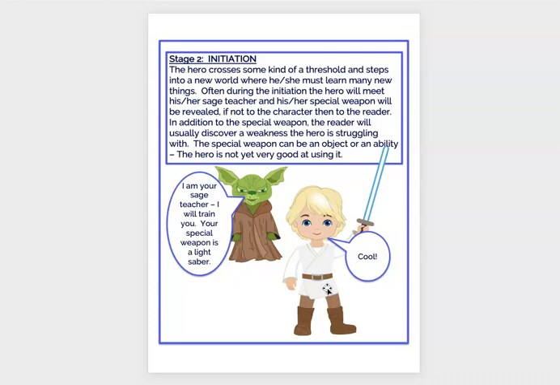Now, lots of things can happen during the initiation and often do. One of the things that generally tends to happen, although not always, is that they meet the villain in some shape or form. Maybe we don't know it's the villain yet, but often we will meet the villain. We often also meet the sage teacher at that point, although sometimes the sage teacher doesn't come until later. And then usually we get some inkling of what the character's special weapon is. It can, again, be an object. Often it is an ability, though. So the hero is not good at using it. But a lot happens during the initiation.